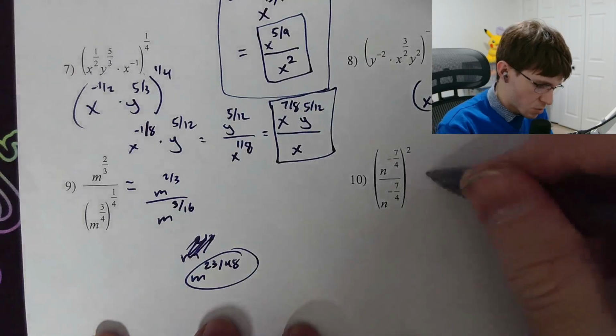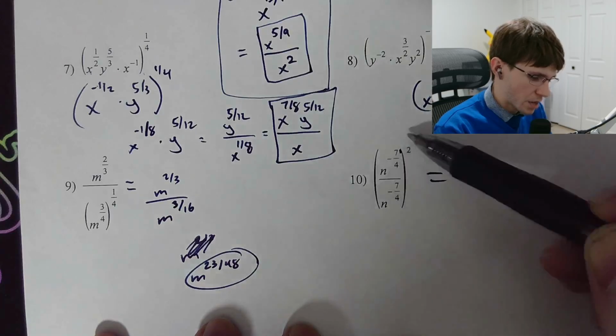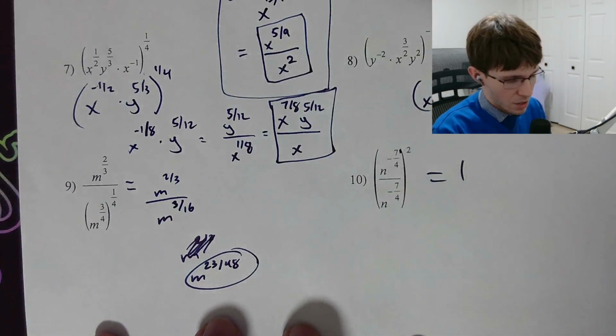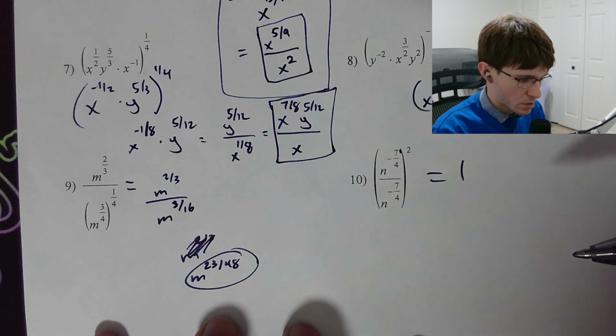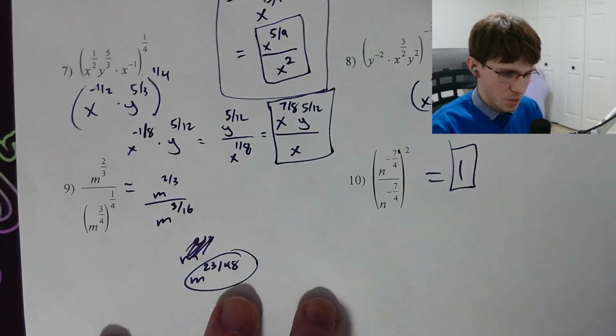Here we go. This one's easy. It's 1 because -7/4, -7/4, n to that power, it's going to cancel out, become 1. 1 squared is 1, so we're done. That was a freebie. Nice to have one nice, easy question. Let's turn this page over.